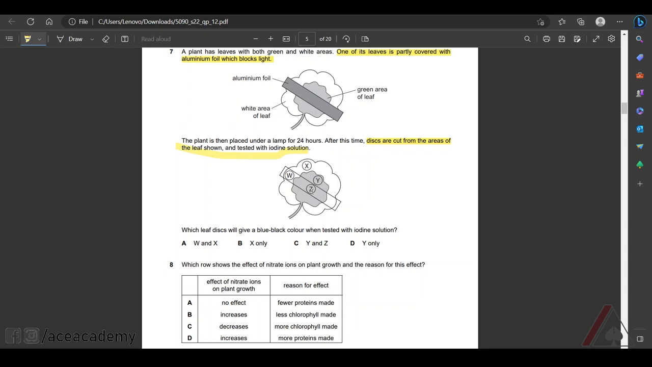But Z won't photosynthesize because the aluminum foil blocks out light from it, preventing photosynthesis. Hence, no starch is present here. So the only region where starch is present is Y. Now, do any of the options contain only Y? Yes, they do. So answer should be D.